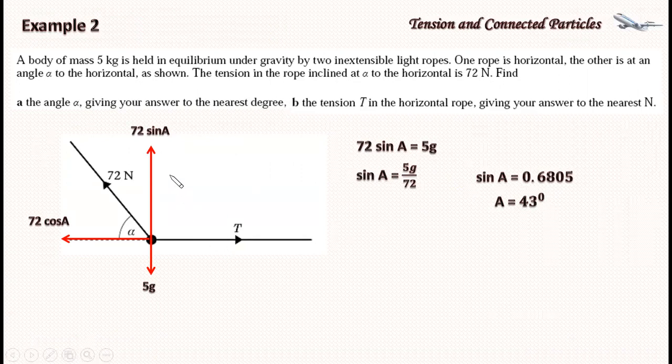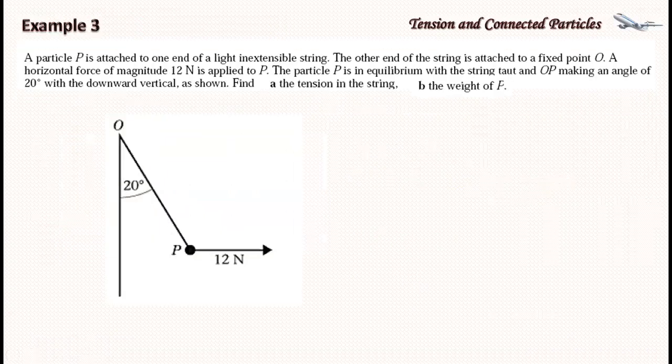Now for the tension in the string, we work with the horizontal components, and T will be equal to 52.8 newtons, because we know that T minus 72 cos alpha is equal to 0, since the system is in equilibrium. That gives us T equal to 52.8 newtons. To the nearest newton, you have 53 newtons.